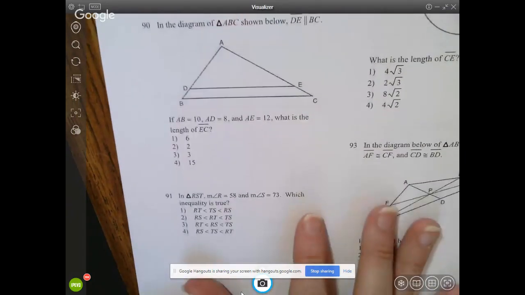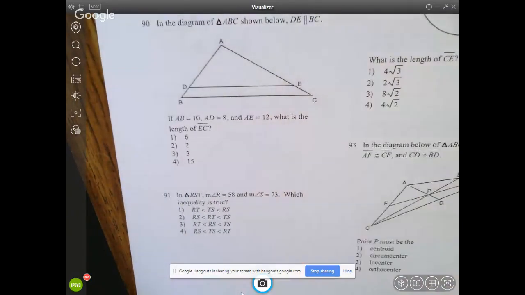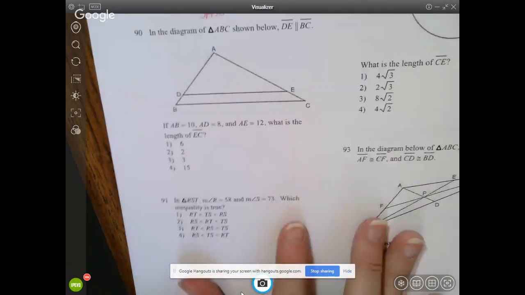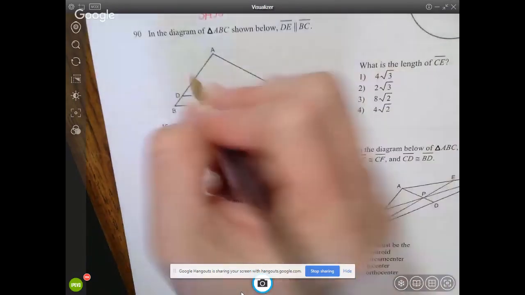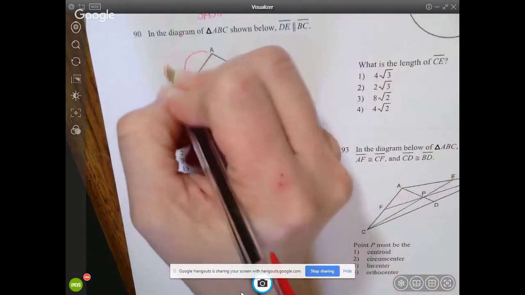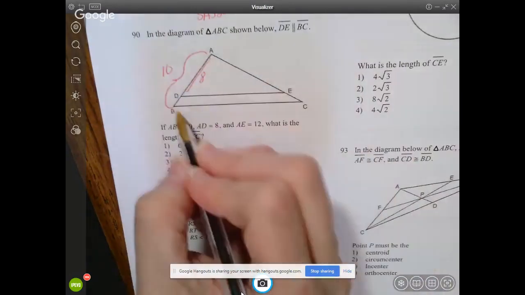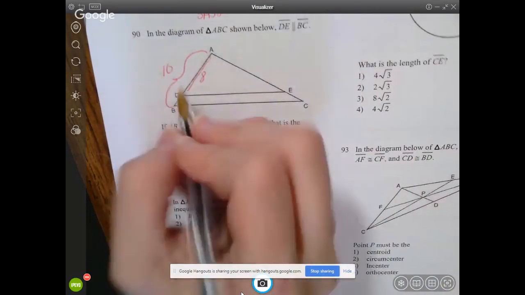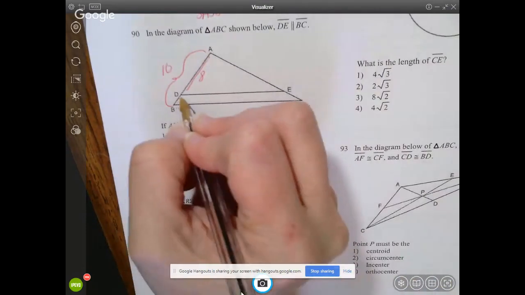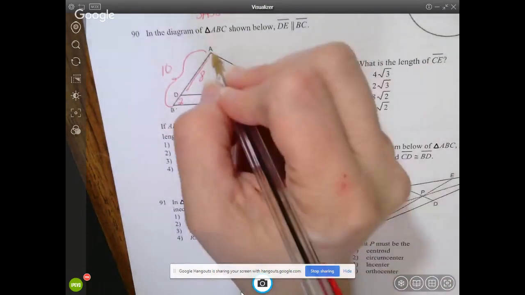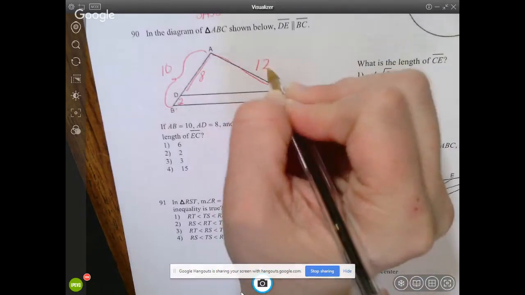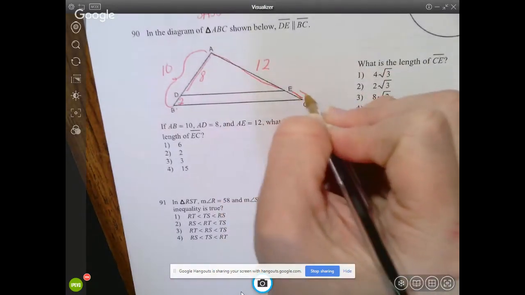Here it tells us parallel. Because it tells us parallel, we can use the side splitter theorem. The side splitter theorem says that things are proportional. So it says AB, this whole thing is 10. It tells us AD is 8. So how much is left for this piece here? 2. It tells us AE is 12. And it wants us to find this one.